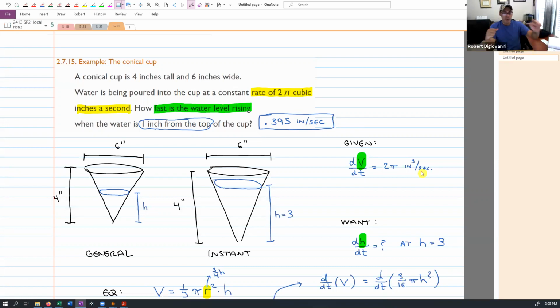Okay, so if you're filling a cup that looks like this, 4 inches tall, 6 inches wide at the top, and you're pouring water in at 2 pi cubic inches per second, then at exactly the moment where it's 1 inch from the top, the level of the water would be rising at that instant at a rate of 0.395 inches a second.